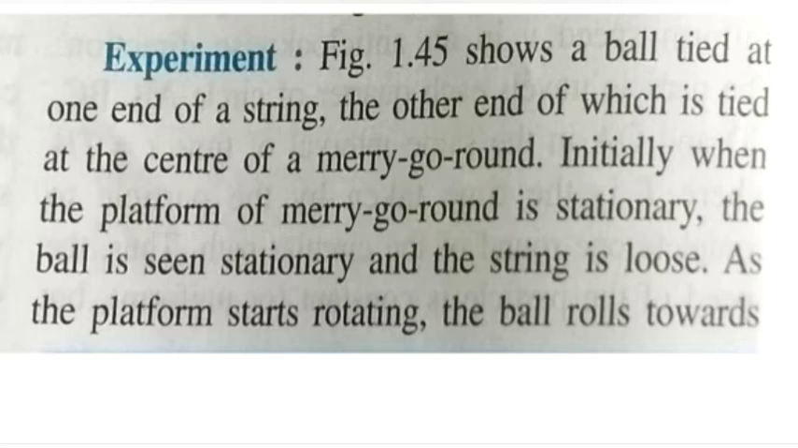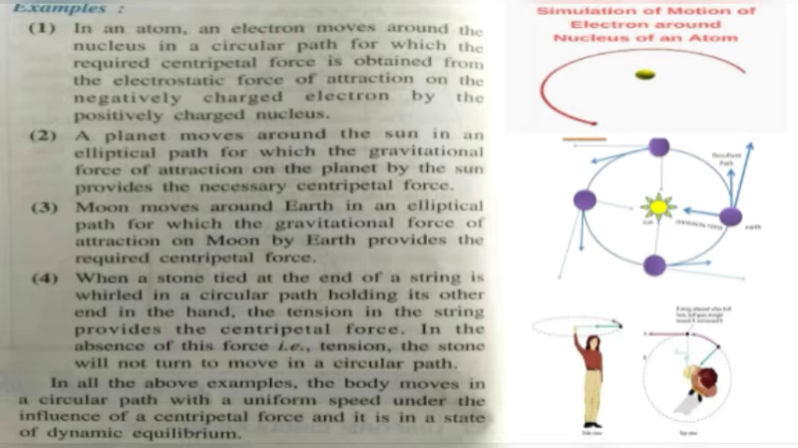Now this example. In an atom, an electron moves around the nucleus in a circular path for which the required centripetal force is obtained from the electrostatic force of attraction on the negatively charged electron by the positively charged nucleus. Nucleus is of positive charge, electron is of negative charge. These both force of attraction we have learned, right? Positive and negative attract each other. So like this, in an atom, electron moves around the nucleus in a circular path. So this is an example of centripetal force.